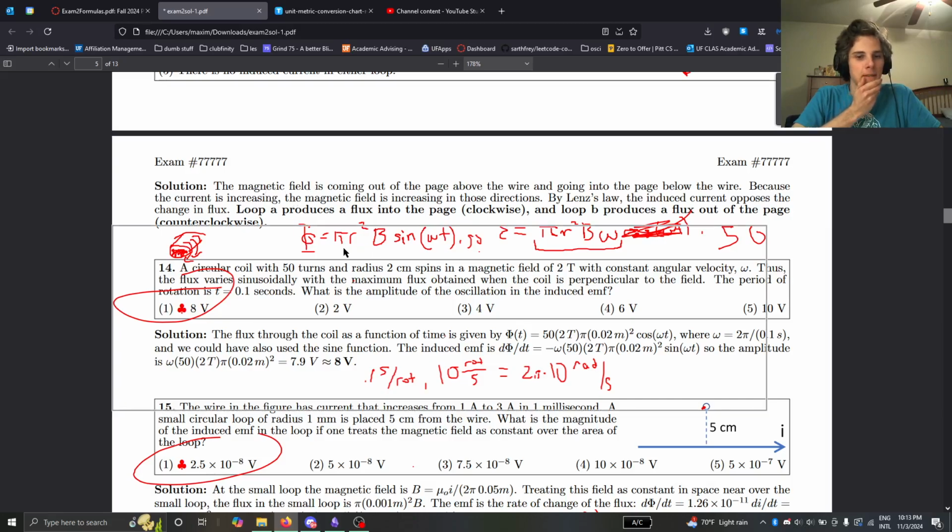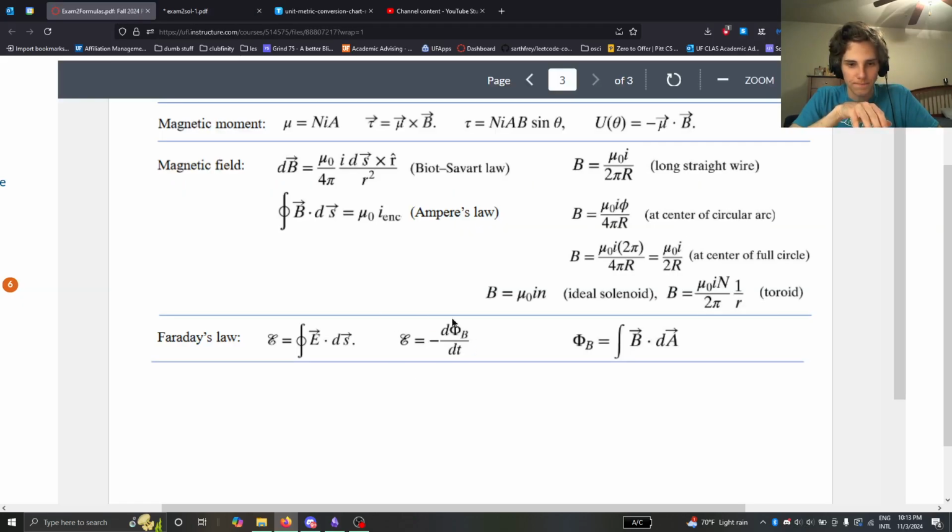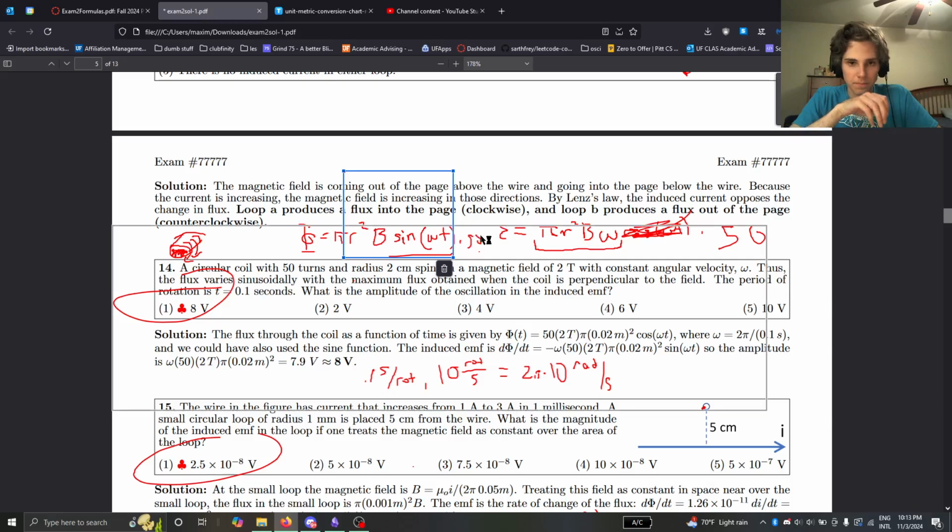This is an annoying question. Basically, it's about a flux that varies sinusoidally. Also, a coil, so you have to multiply everything by 50, all the flux and all the EMF. It's a coil with a B field that varies sinusoidally due to a rotation. So the important thing, if you ever have this and you need to differentiate into your EMF, is that this omega inside the sine comes out, and you're able to use that for calculations.